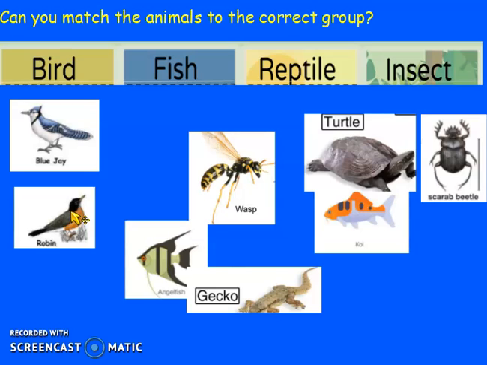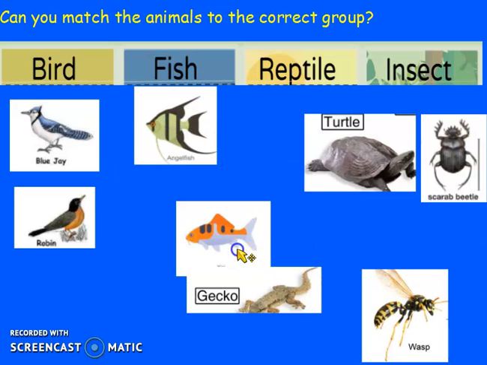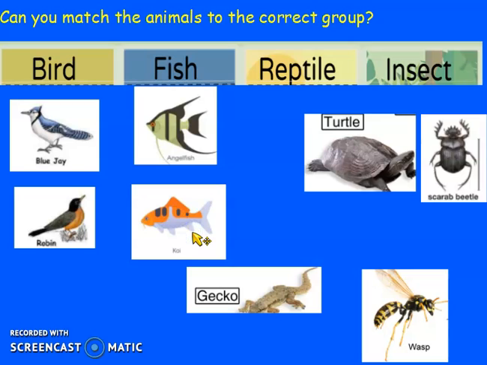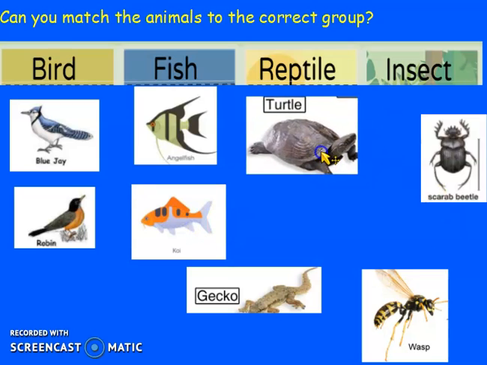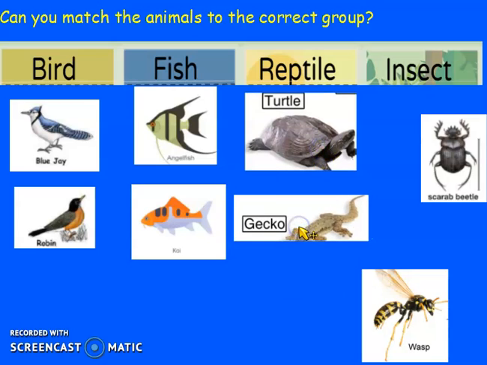Are there any fish? We've got the angelfish there and the koi fish. Any reptiles? A turtle is a reptile. Well done if you got that. And a gecko is a reptile. We learnt about the gecko in last week's reading challenge. We learnt about how it camouflages to hide away from the predators.